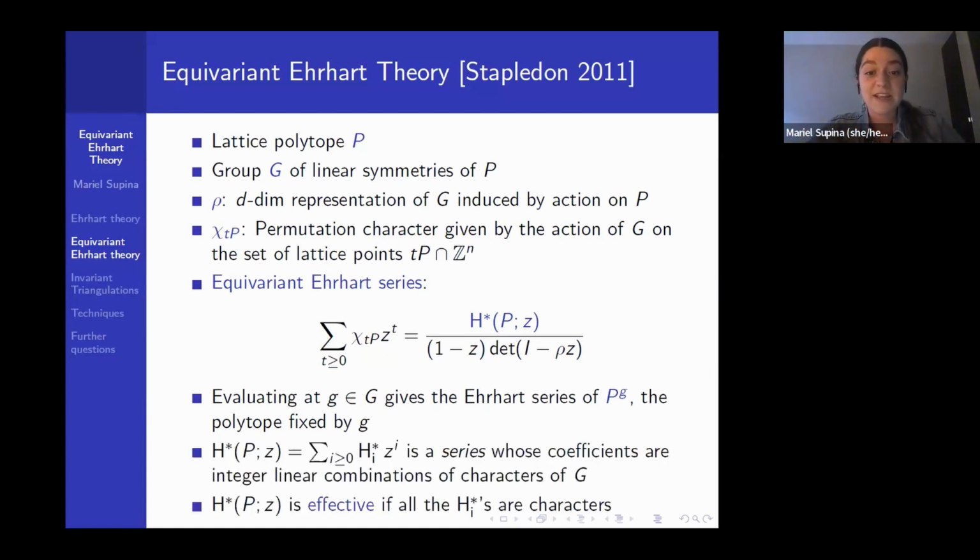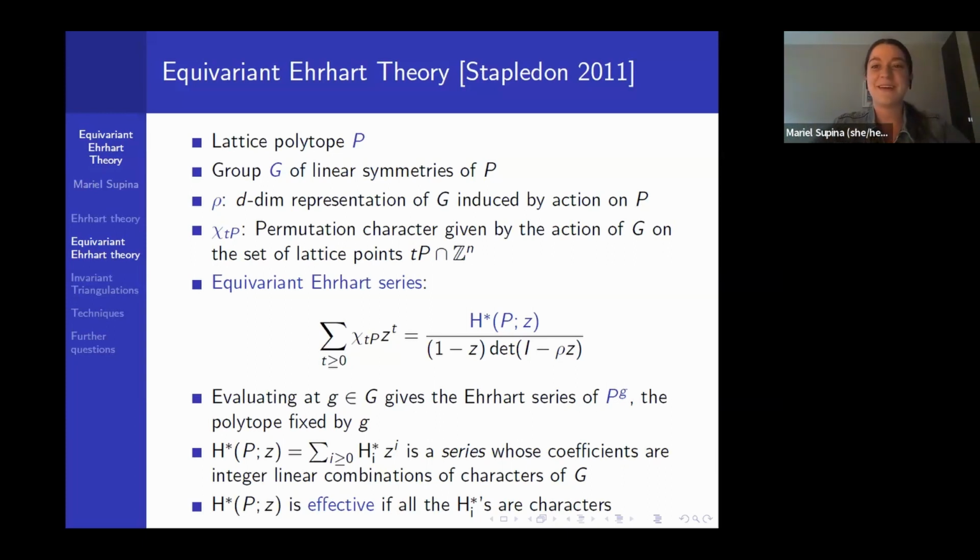So in particular, this is a series whose coefficients are integer linear combinations of characters of G. And so some questions we might ask is, when is this series actually a polynomial? So it's finite and it doesn't go on to infinity. Or also, when is it effective? Meaning that all of the coefficients are characters of the group, which means they're positive integer linear combinations of characters of G, not just any integer combinations.